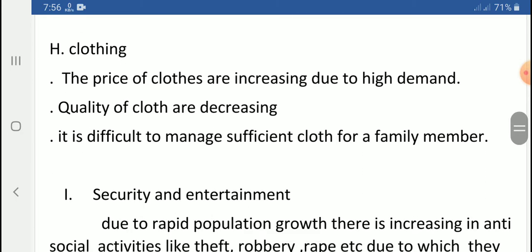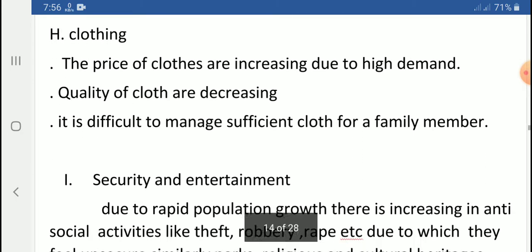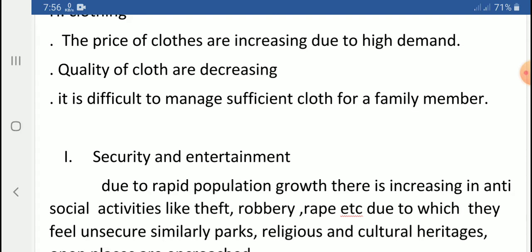Similarly, in clothing also there are effects of rapid population growth. The price of clothes is increasing due to high demand, and quality of clothes is obviously decreasing. And it is difficult to manage sufficient clothes for the family members according to the season.